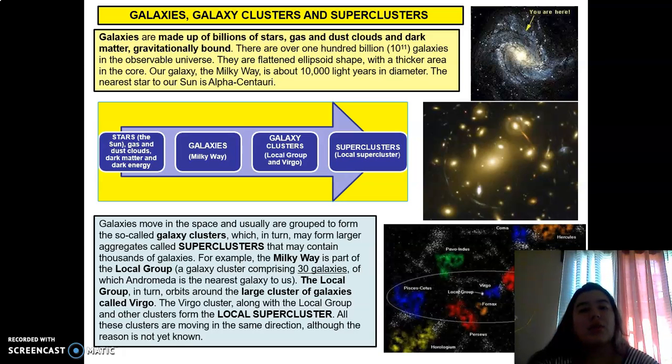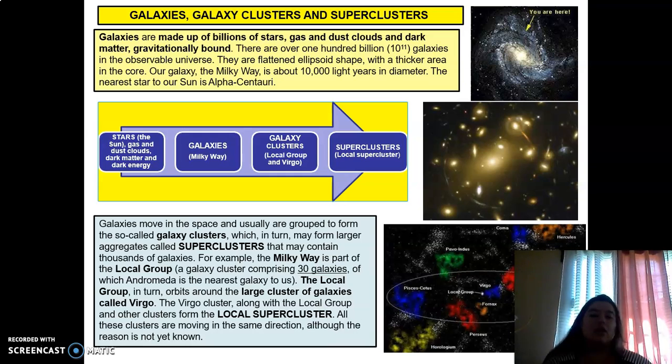Our galaxy, the Milky Way, is about 10,000 light years in diameter, and the nearest star to our sun is Alpha Centauri. Galaxies move in space and are grouped to form so-called galaxy clusters, which in turn may form larger aggregates called superclusters that may contain thousands of galaxies. For example, the Milky Way is part of the Local Group, a galaxy cluster comprising 30 galaxies, of which Andromeda is the nearest galaxy to us.